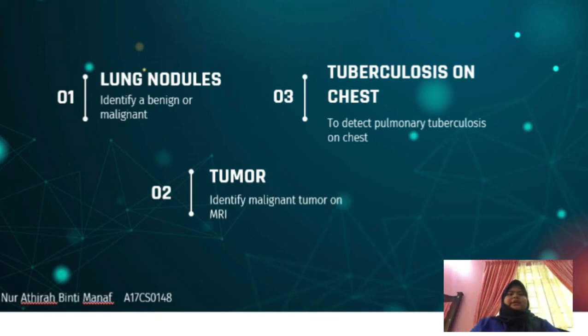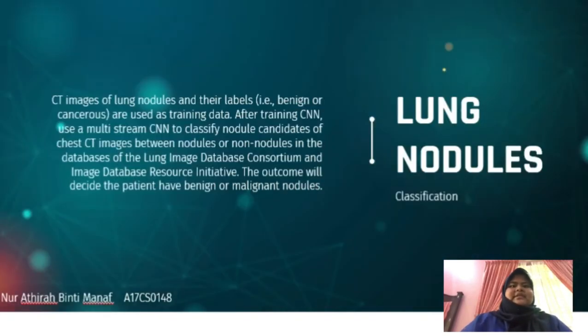Okay, let's go deeper. The first one is the lung nodules. Lung nodule detection uses classification imaging, which classifies the image into a certain category. For example, lung nodules are identified by categorizing them into benign or cancerous. So CNN will have a training data set to identify whether the data is benign or cancerous.